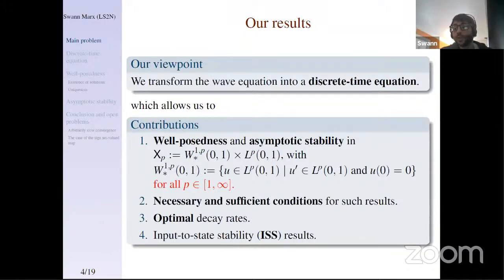So input to state stability results refers to systems with some disturbance. Here the disturbance acts at the boundary. And what the input to state stability says is that as soon as the disturbance is bounded, the trajectories are bounded. And as soon as the disturbance goes to zero as t goes to infinity, you have also the convergence of the trajectories to zero.